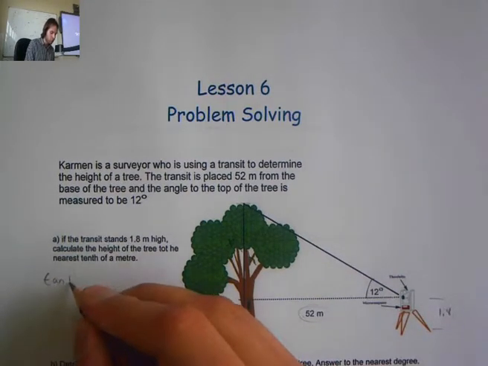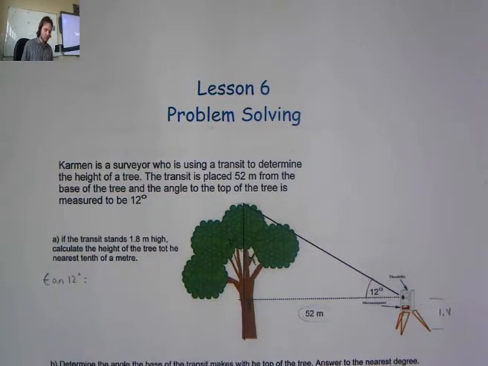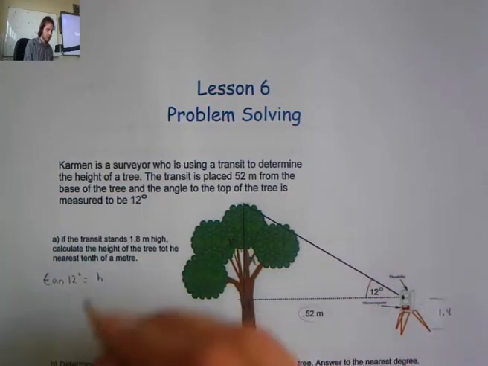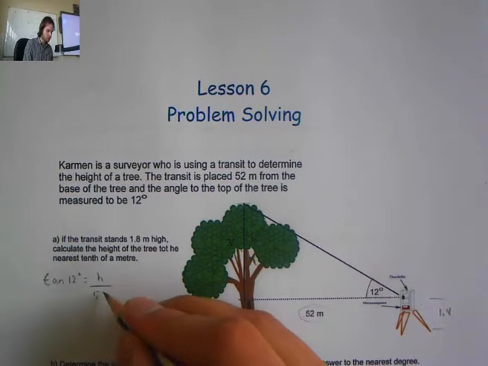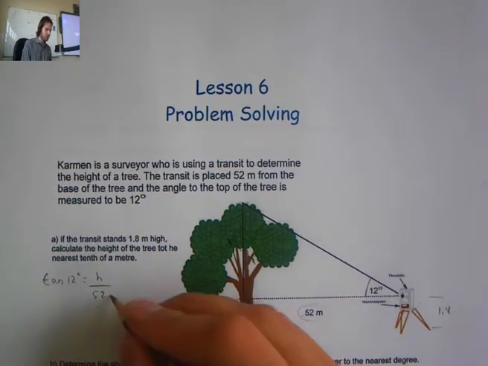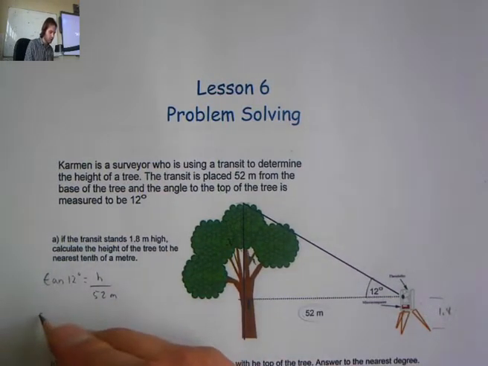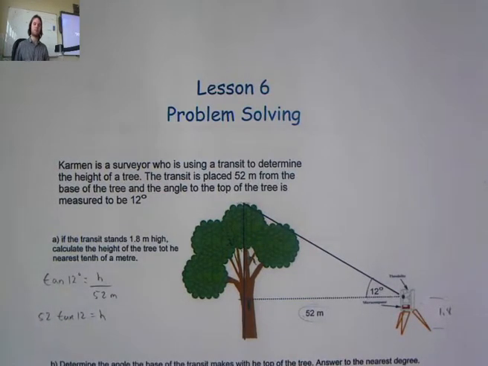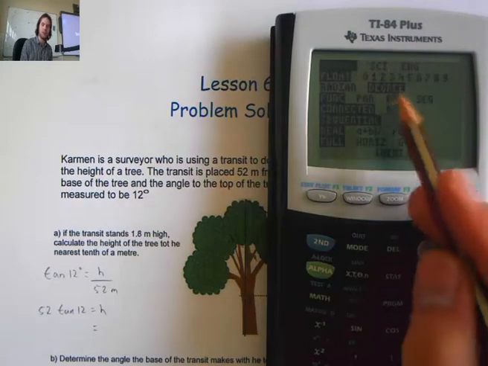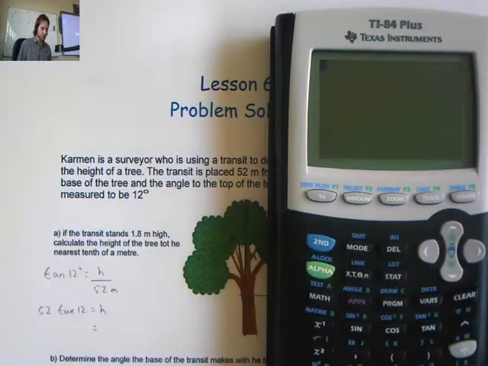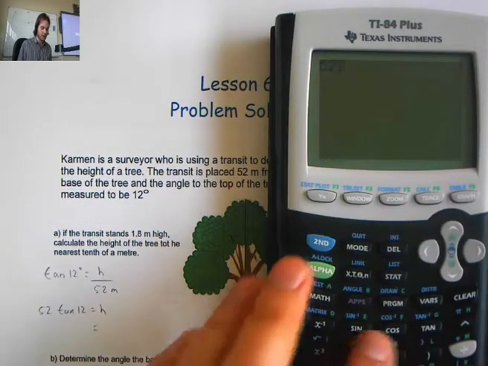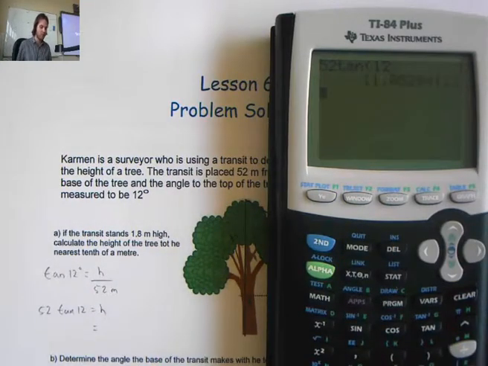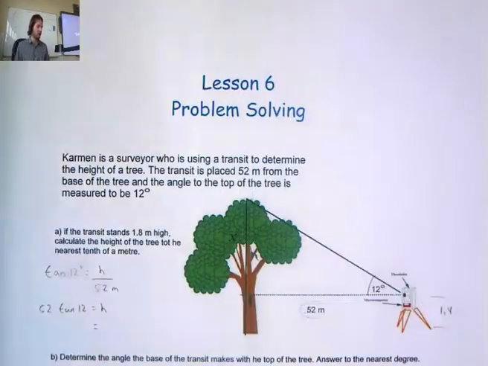So tan of 12 degrees is equal to my height of the tree divided by 52. Okay, and that's in meters. So I just go 52 tan 12 is equal to my height. Let's punch that into my calculator. First, once again, remember, make sure your mode is in degrees. So I'm going to type that in, 52 tan 12 will give me 11.05.